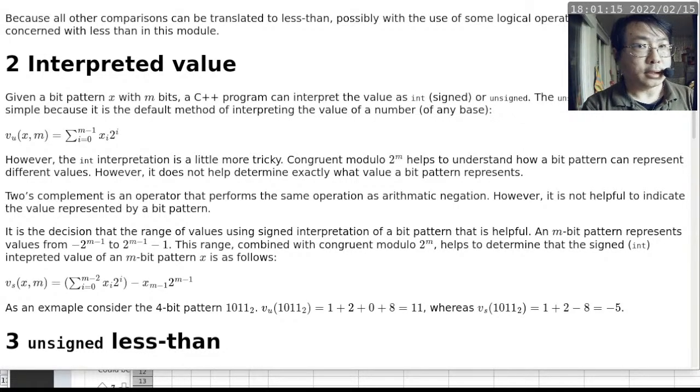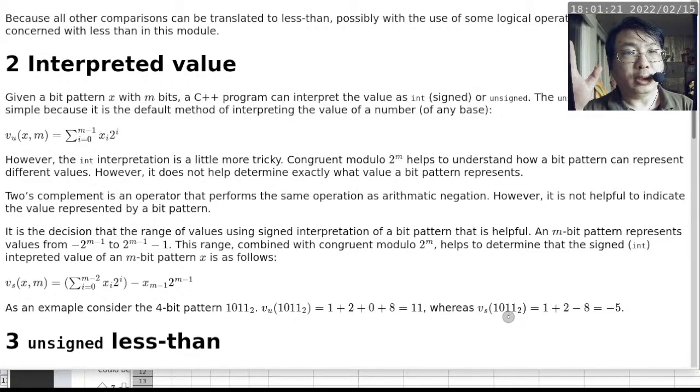It's not exactly two's complement, right? Because this one here is really just saying, give me a bit pattern, and I'll tell you what value it is. Two's complement is doing the job of arithmetic negation. So this has nothing to do with arithmetic negation. It just says we can actually find the value of a bit pattern without having to use 2's complement to figure out what value it is.